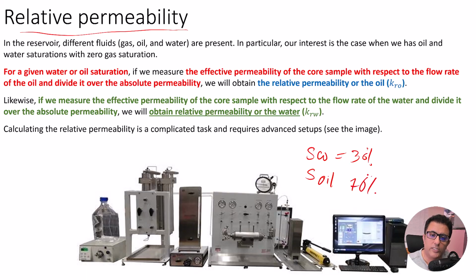And what we do within these constant saturations is measure the flow of each fluid, calculate the permeability for that fluid, and divide it over the absolute permeability to obtain the relative permeability. So assume S_w is 30% and S_oil is 70%. We inject fluid in the core sample, so these two saturations remain constant during the experiment.